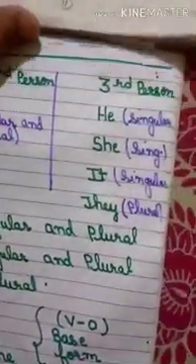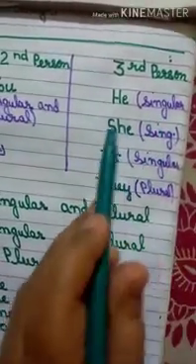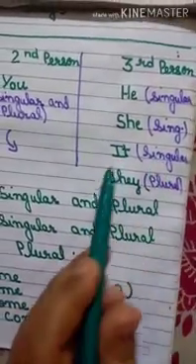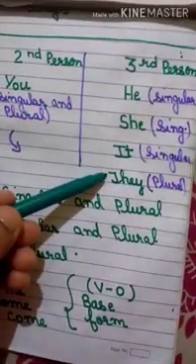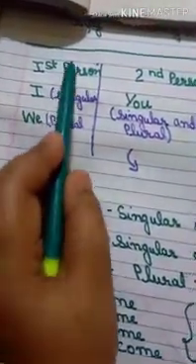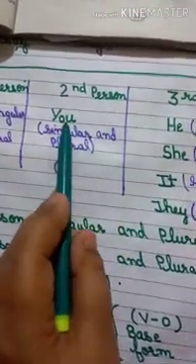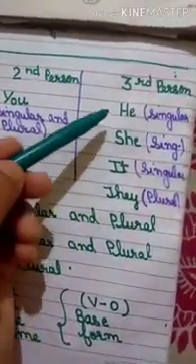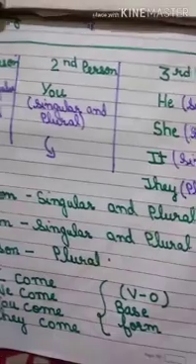So now what is third person? Third person: he, singular; she, singular; it, singular; they, plural. So all these come in third person. Okay? I and we come in first person. I is singular, we is plural. Second person, you. Third person, he, she, it and they. But he, she, it is singular and they is plural. Okay, understood children?